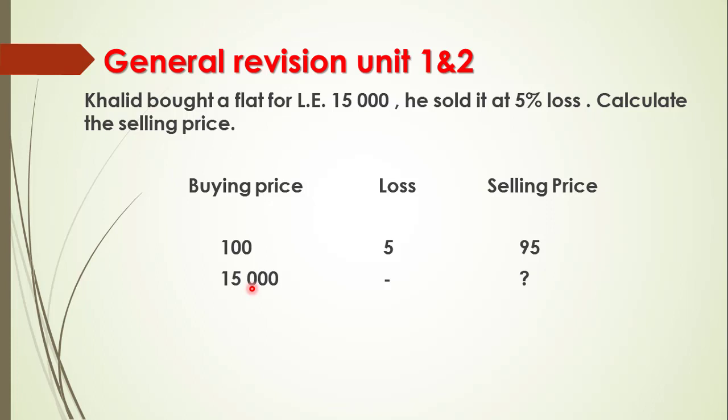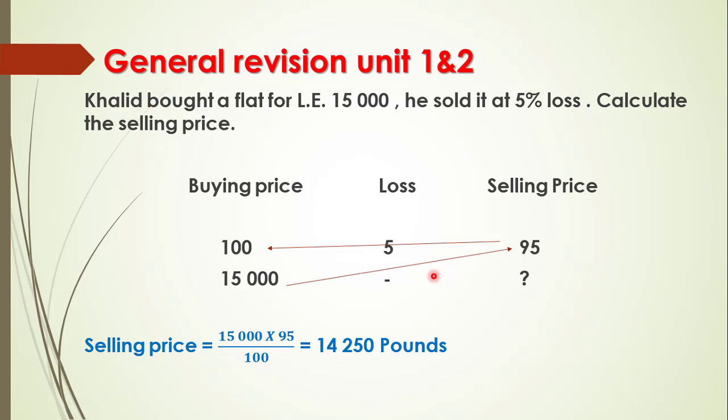So I'll use cross product to get the selling price. I'll multiply 15,000 times 95, then over 100. Okay, so the selling price, 15,000 times 95 over 100, equal 14,250 pounds.